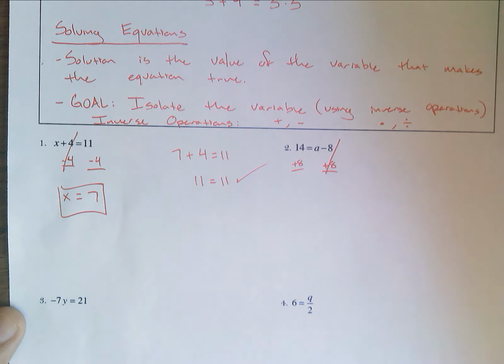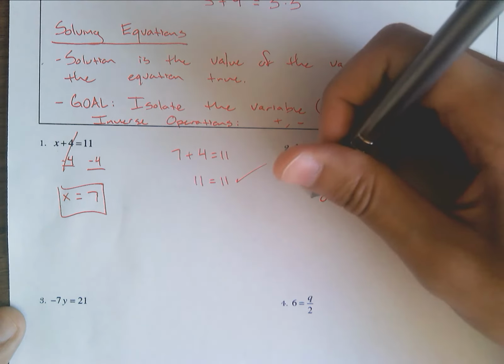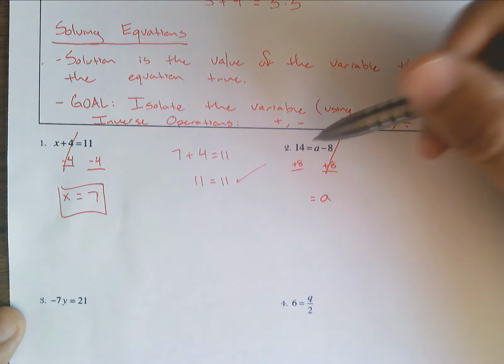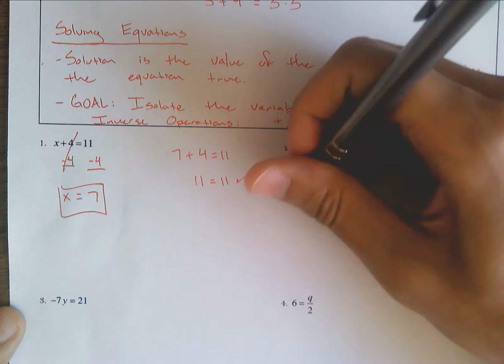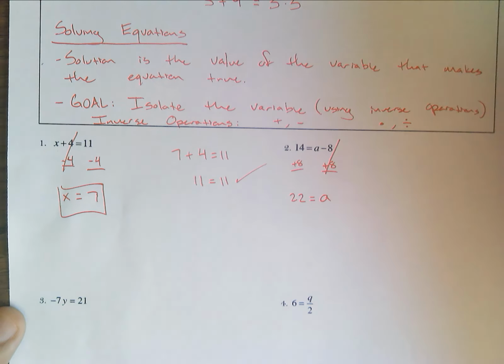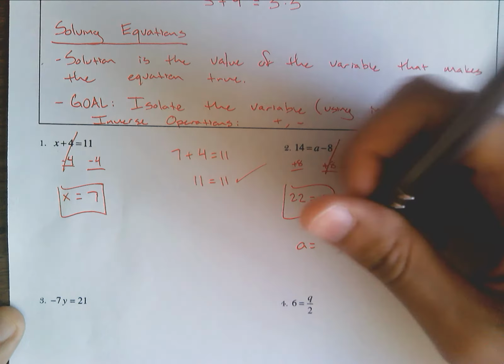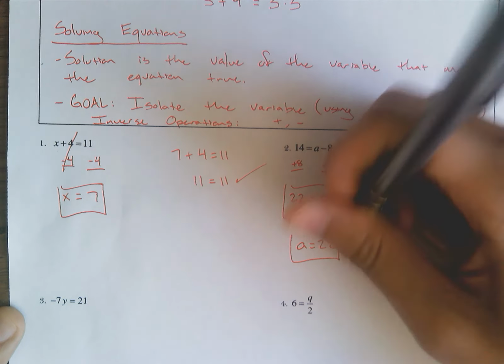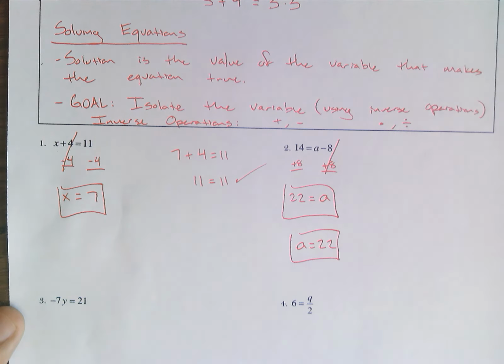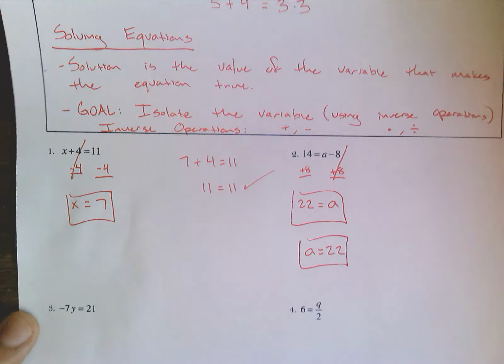So all we have on the right-hand side is a. Bring down the equals. 14 plus 8 is 22. So we get this solution here. A equals 22. And with equations, you can switch them around. You can say 22 equals a. You can say a equals 22. Either way is fine. All right. And I'll leave it to you to check your answer by plugging it back in.